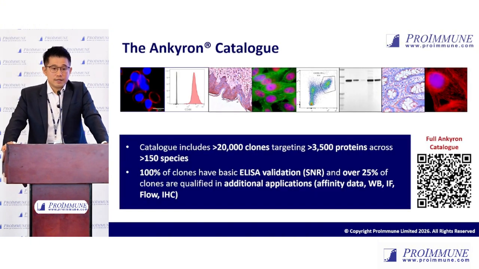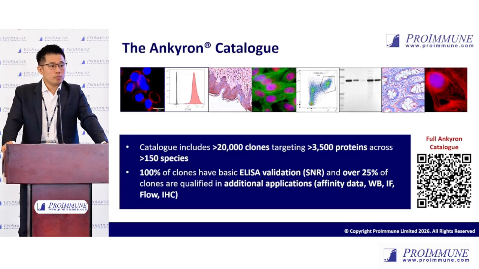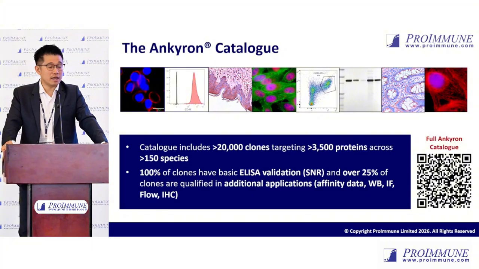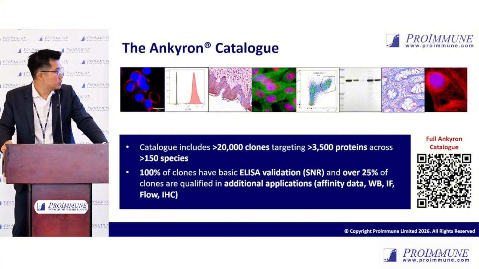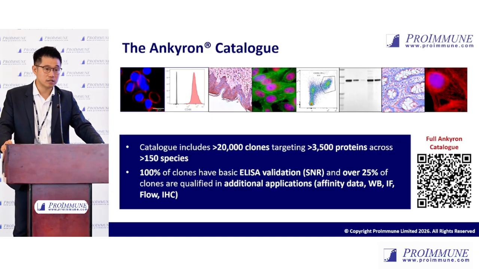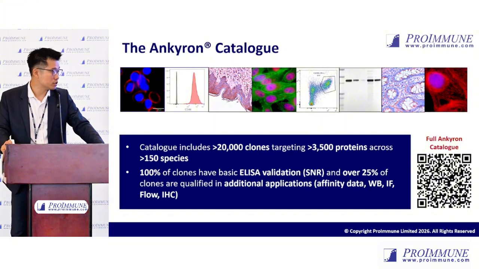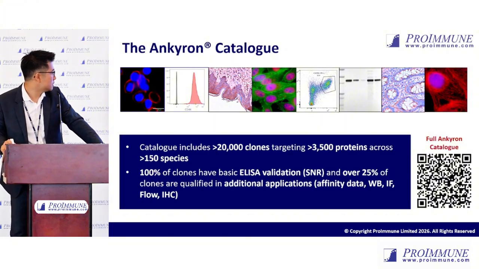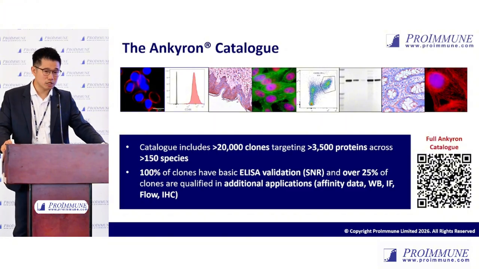What I want to highlight here is that for the past 2 years, at ProImmune we have been putting a lot of resources and effort into expanding our catalog range by screening against thousands of proteins. We have now expanded to up to 3,500 proteins that we have screened, and the number of clones that we identified is more than 20,000 clones against these proteins across multiple species.